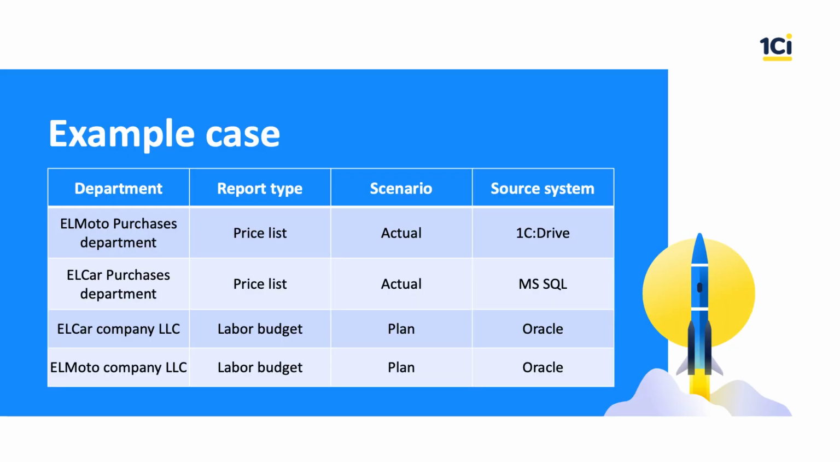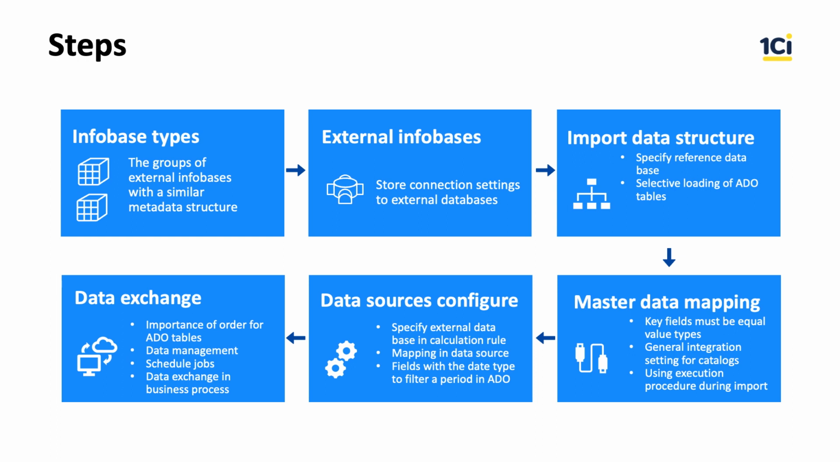We have a group of companies, Elcar company and Elmota company. For Elmota purchases department, actual data for a price list will be uploaded from 1C Drive. For Elcar purchases department, actual data for a price list will be uploaded from MS SQL database. The planned data for the labor budget for both companies will come from the Oracle database. We will need to go through the following steps.